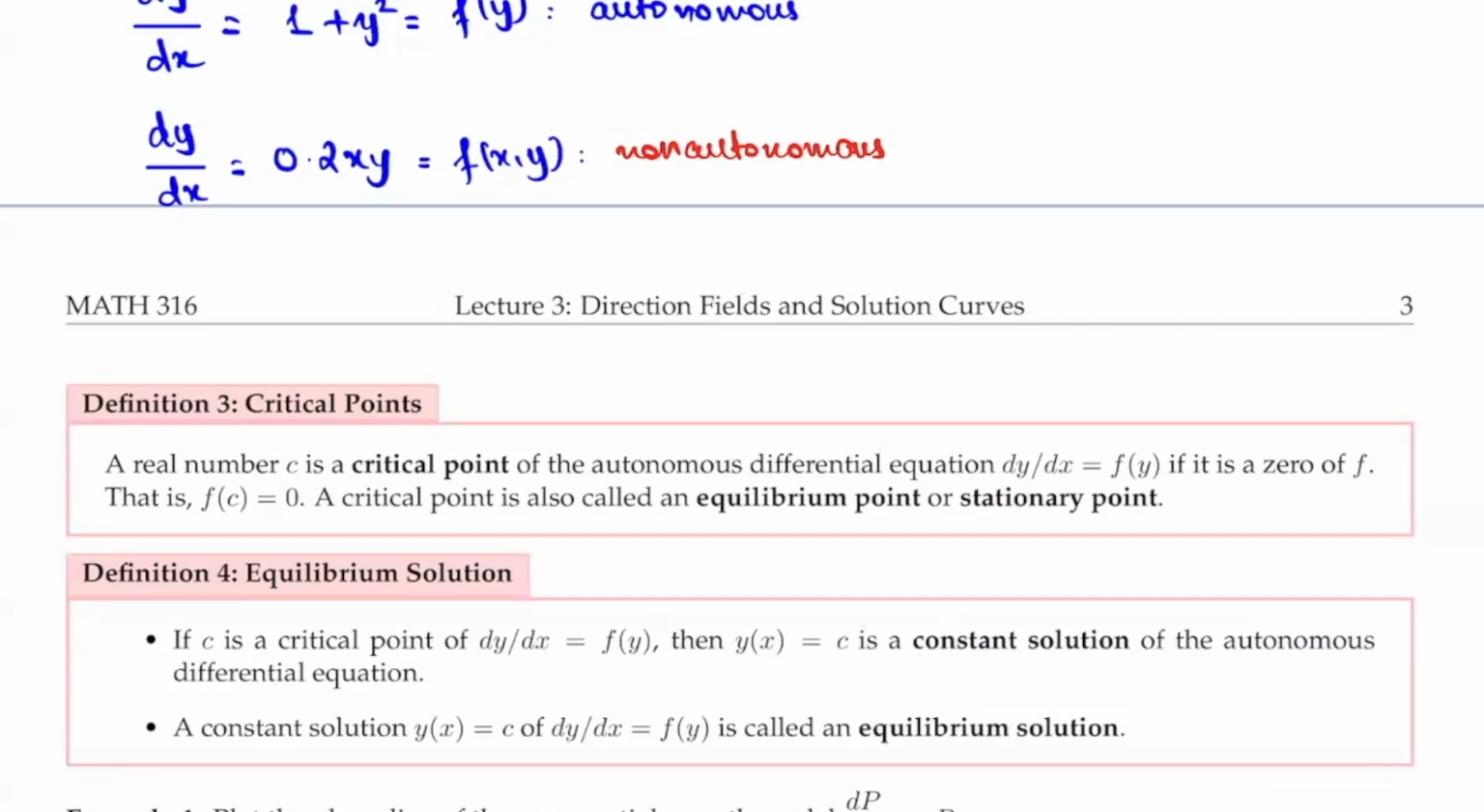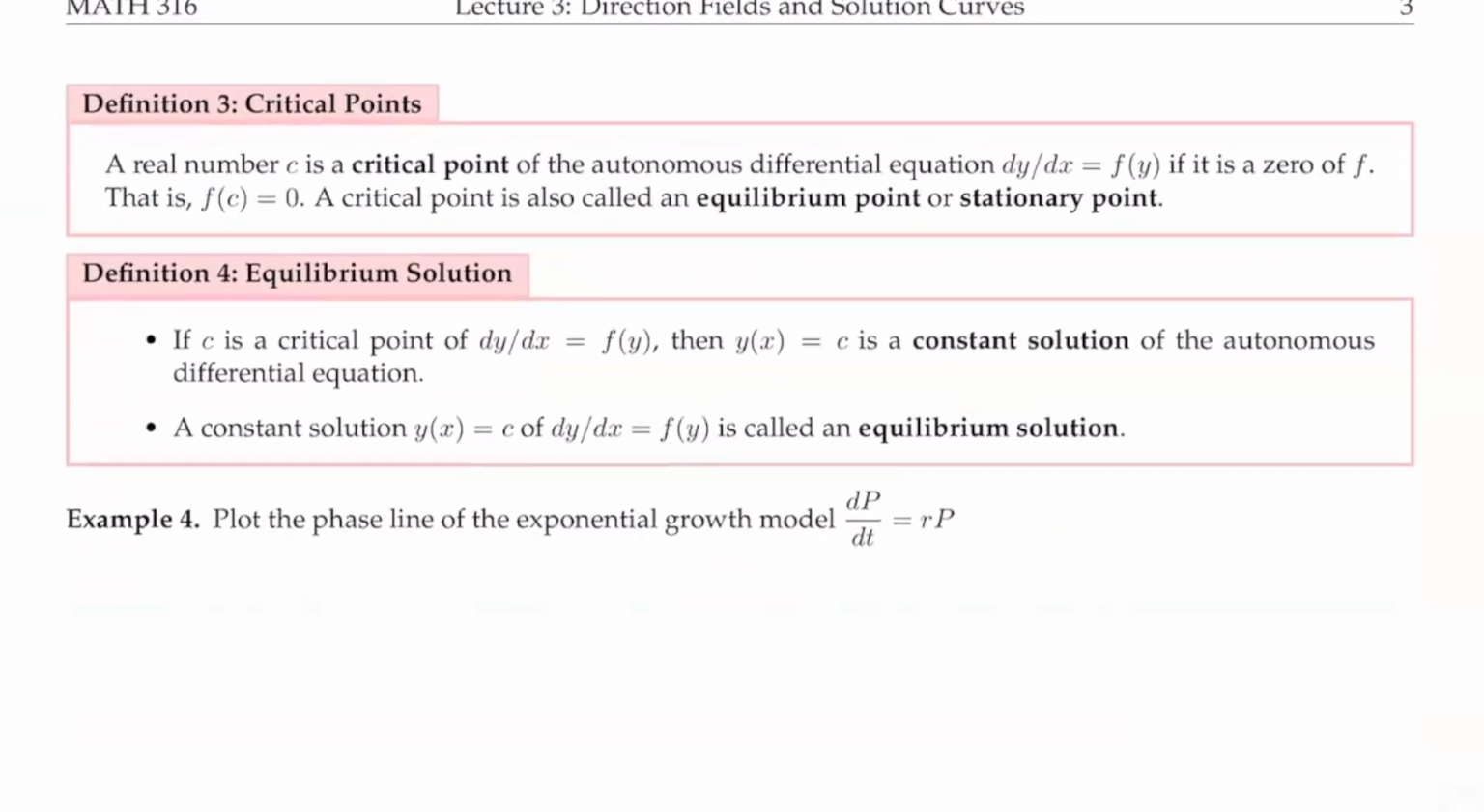There's another name for critical point. It's called equilibrium point or stationary point. All of these three terms are used interchangeably. Now, equilibrium solutions. The definition is that if c is a critical point of the autonomous differential equation, then y(x) = c is a constant solution of the autonomous differential equation. And the constant solutions of the autonomous differential equation are called the equilibrium solutions.